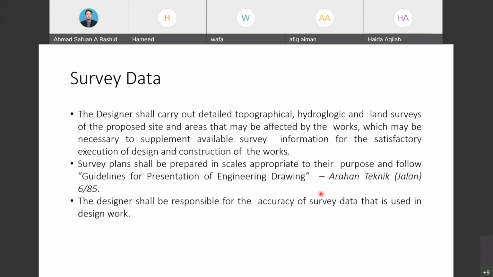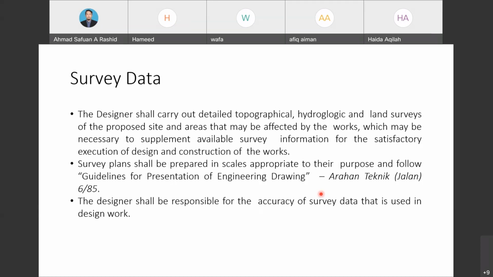Okay. So survey data, the designer should carry out detailed topographical, hydrological and land survey of the proposed site and area that may be affected by the works, which may be necessary to supplement an available survey information for the satisfactory execution of design and construction of the work. Okay. So further investigation should be carried out by the designer.